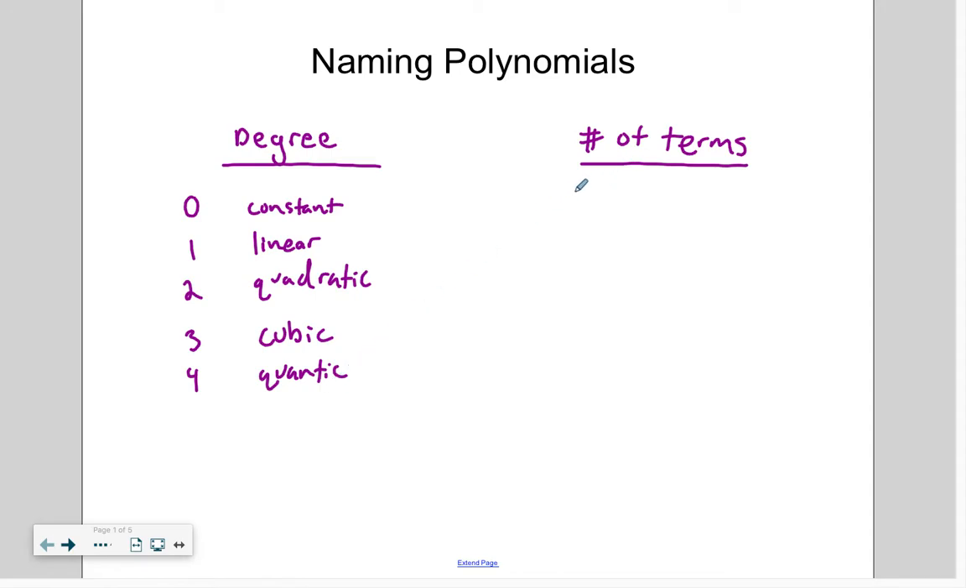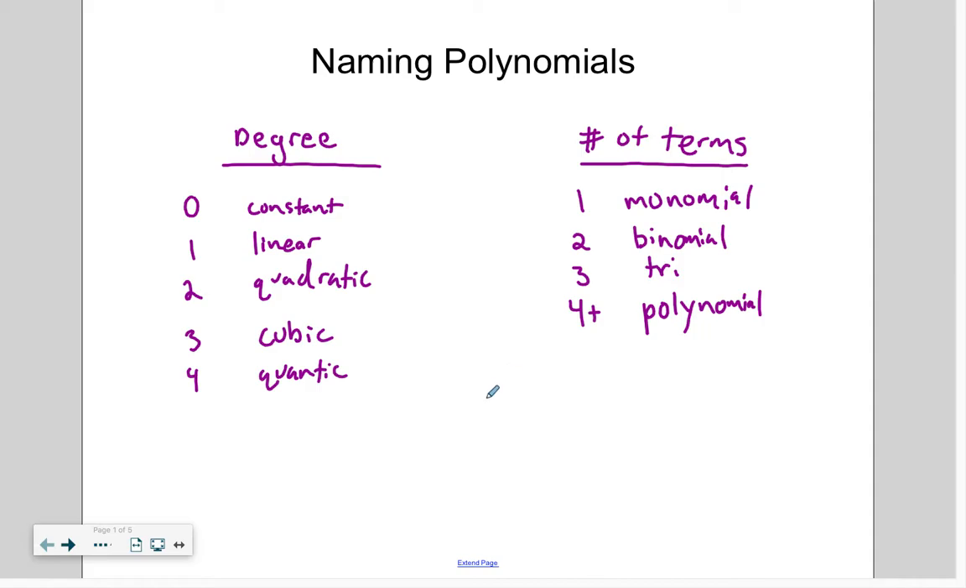Okay, if something is one term, then we call it a monomial. If something is two terms, we call that, two wheels is a bicycle, so binomial. And most of you guys have got this down. 3 is tri, and 4 or more we just say poly, which means many, polynomial, right?